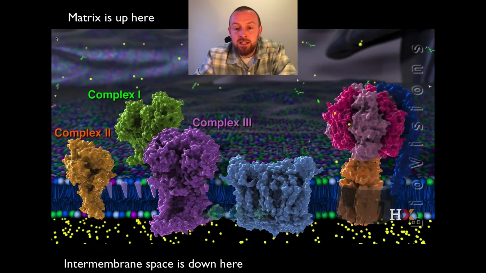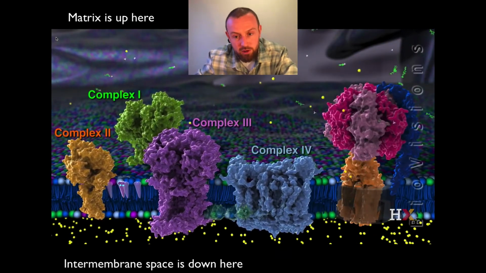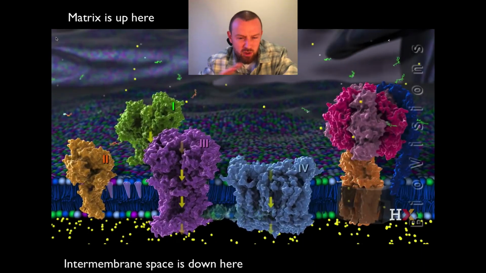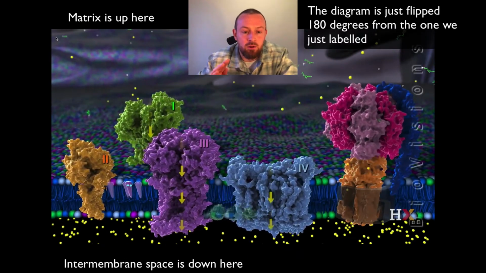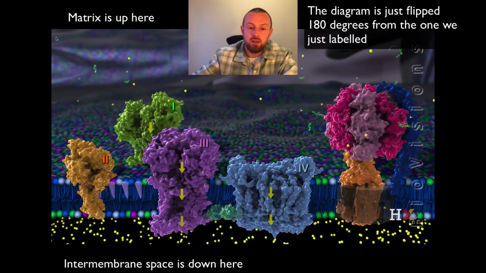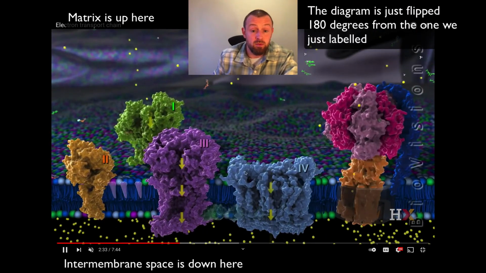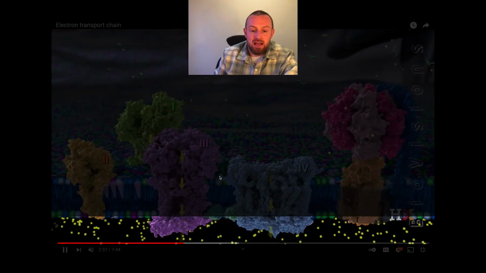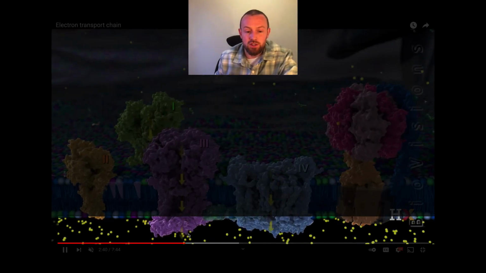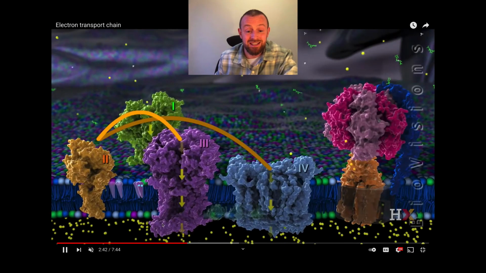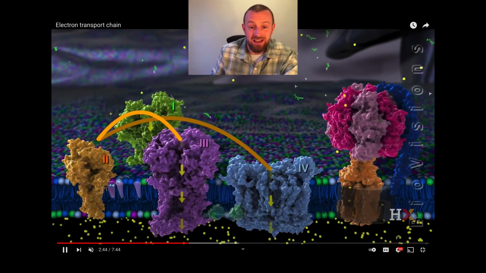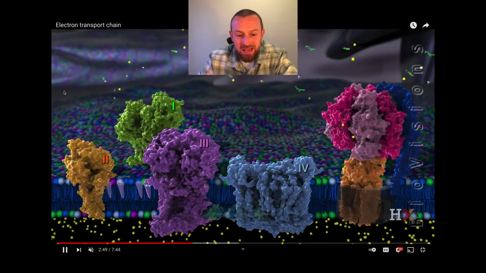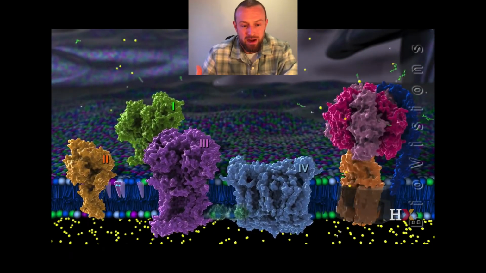Okay, so here we are. This is a Harvard animation. It's really, really good. I'll share the link below so you can have a look at it yourself. But I'm going to talk you through it. So these yellow, green, purple, blue proteins are the members of the electron transport chain. Now we can see that here we've got lots and lots of protons that are being pumped into the intermembrane space. Over here we've got fewer protons. The protons are the yellow things that are pinging about. So we can see that there's a concentration gradient.